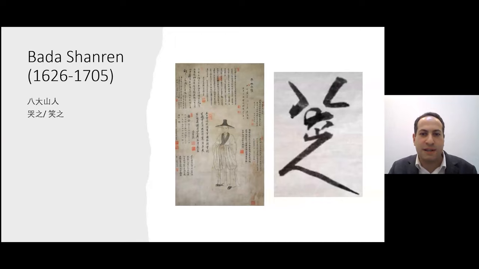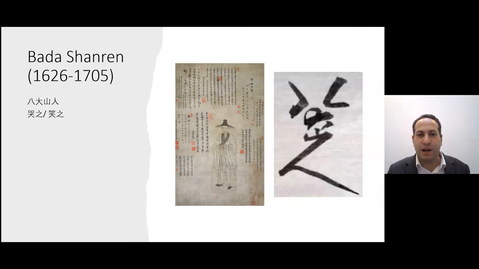You had artists like Bada Shanren still living into the Kangxi period, who wrote their signature as Kuzhi, crying for it or laughing at it. They're very critical of the Qing dynasty. They can't say anything, and they retreat from the world and become Buddhist monks. They refuse to serve the Qing dynasty.